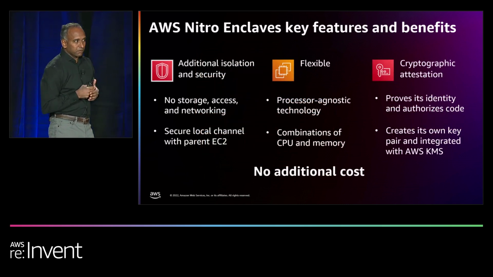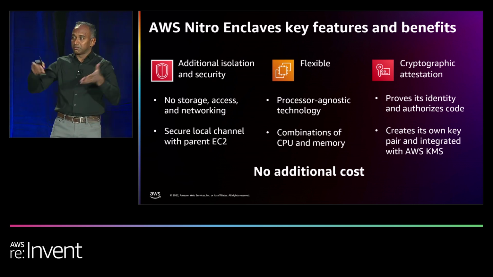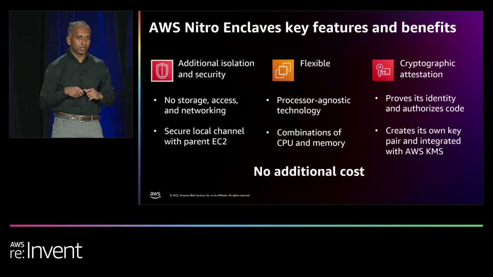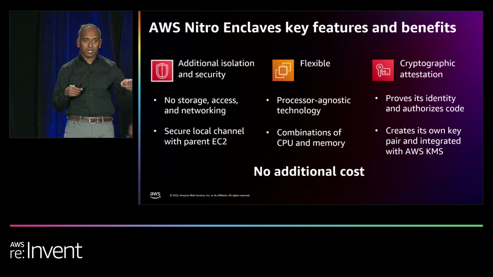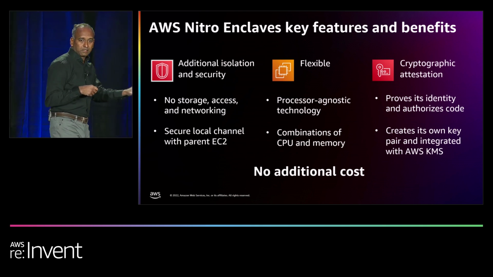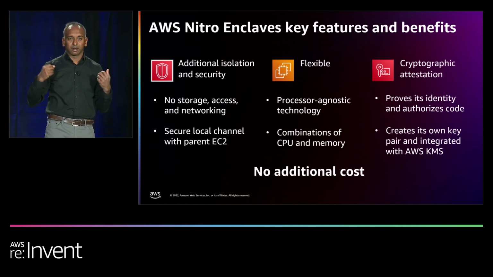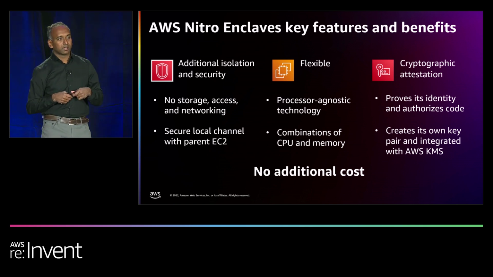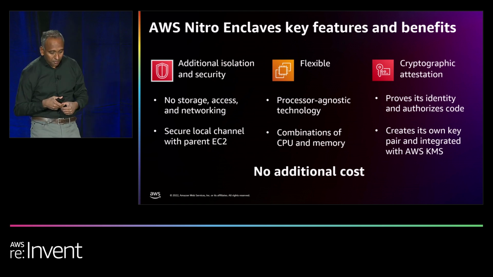So let me recap a little bit about what we just talked about enclaves. Here are the key features and benefits. I would just bucket it under three big topics. Number one is the additional isolation and security you get with Nitro Enclaves. Number two is the flexibility, and number three is cryptographic attestation capability. The additional isolation, I think we've talked enough about it. The isolation you get with the Nitro system, and then the additional isolation you get with Nitro Enclaves by creating this hardened and constrained virtual machine which has no storage, no network connectivity, and thereby ensuring that you have a system that doesn't even allow you access to your own data.